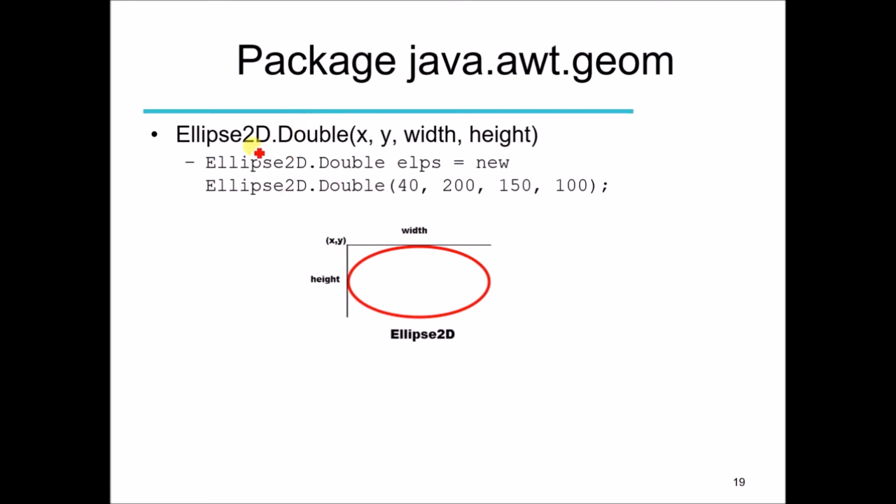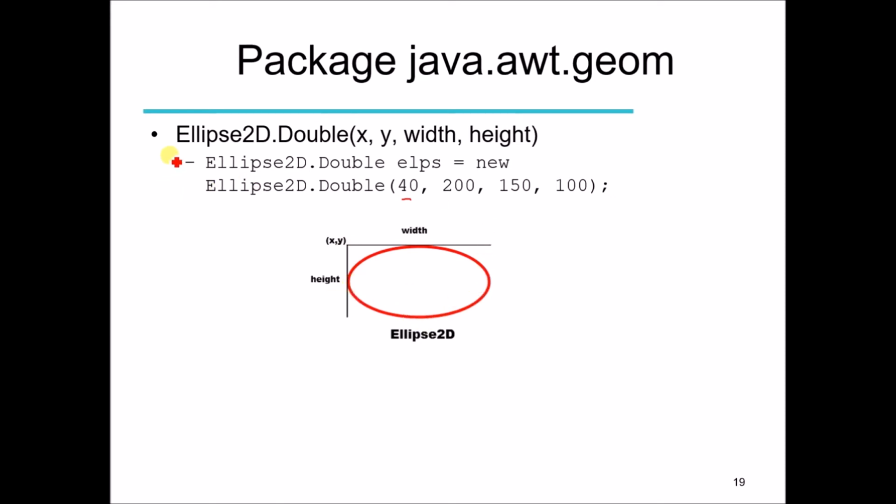Similarly, we can create the ellipse 2D object by using the statement ellipse 2D double, name of the object, equal, new operator, ellipse 2D double, x, y, width and height. And again the idea is the same. Our ellipse or the oval shape is bounded inside the rectangle, and this bounding rectangle has the top left corner x and y, and either the rectangle or the ellipse has the same width and height.